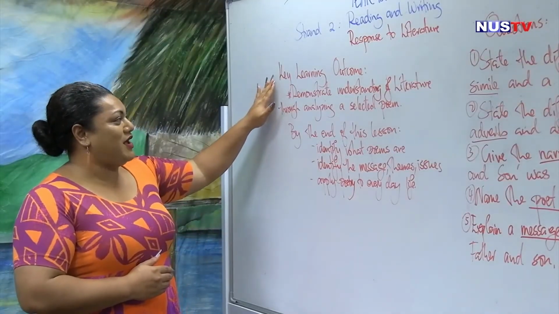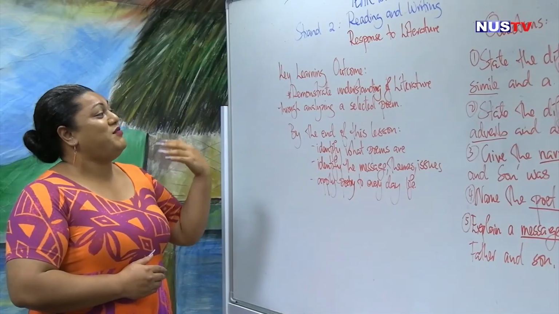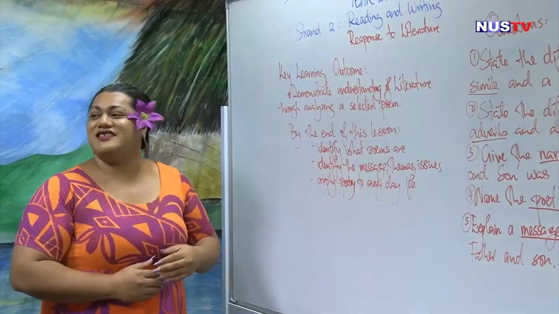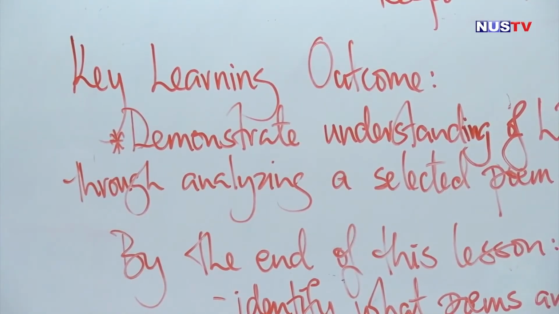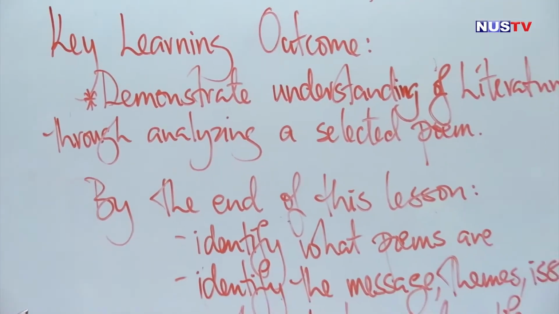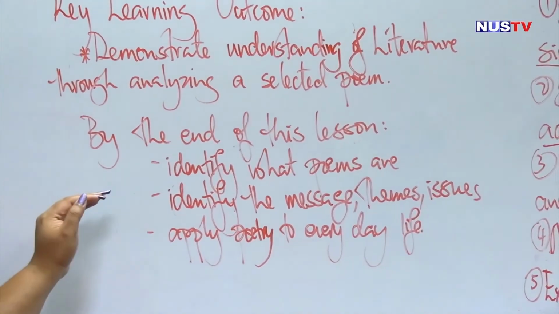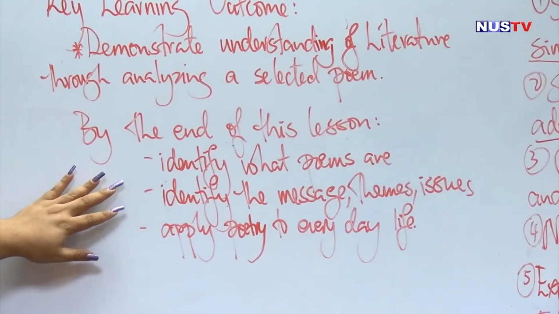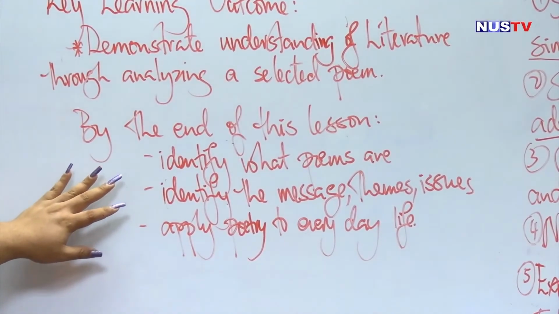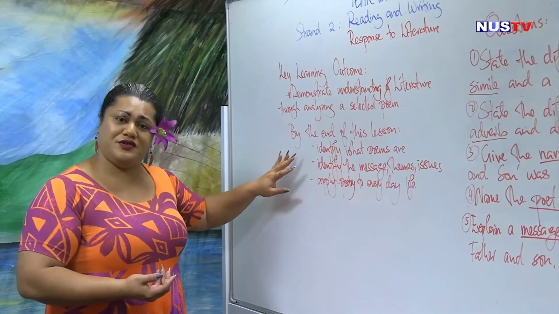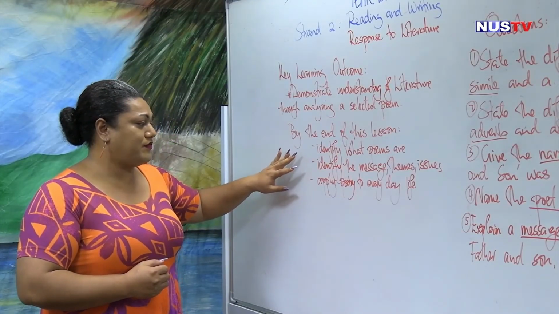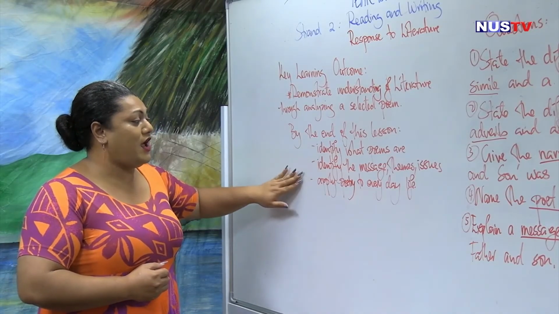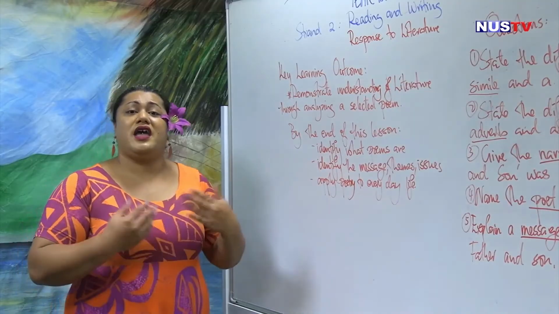The key learning outcome for today's lesson is to demonstrate understanding of literature through analyzing a selected poem. By the end of this lesson, you will be able to identify what poems are, identify the key message, the themes, and social issues within this poem. And overall, you will be able to apply poetry to your everyday life.